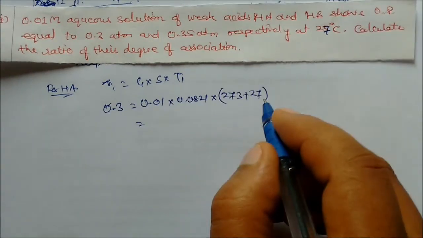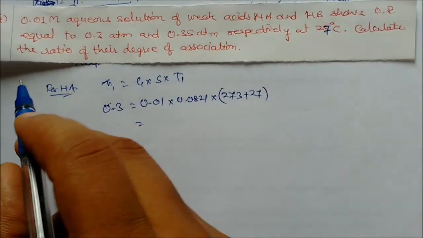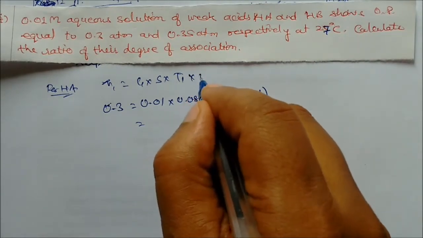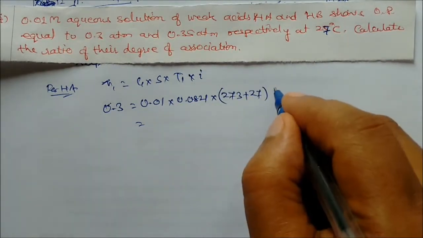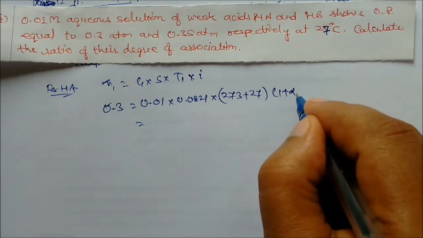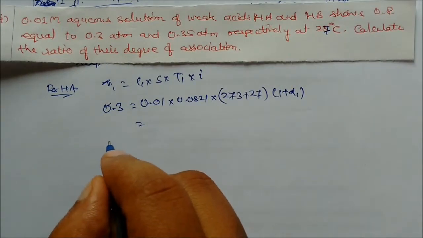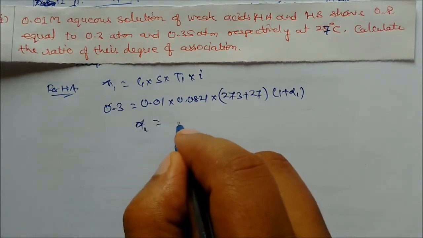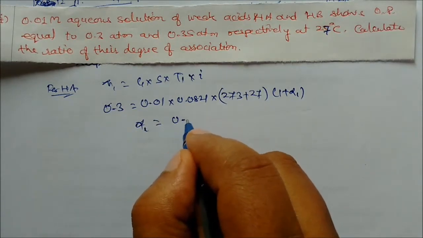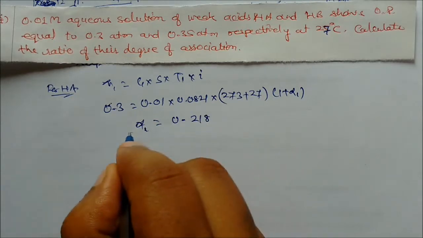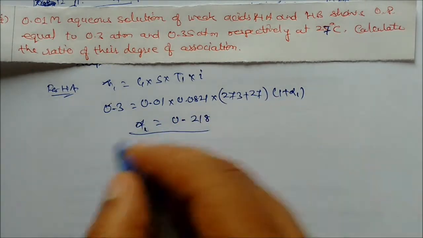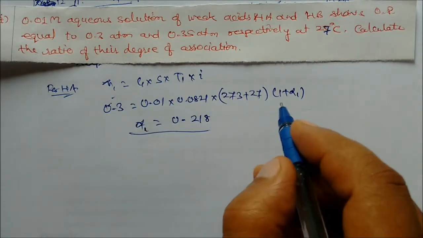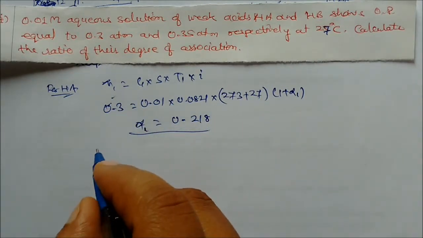If you solve this value, we have to put the van't Hoff factor i, which in this case is 1 plus alpha 1. On solving we get alpha equal to 0.218. I have already solved this value, since we know every other value, so it is very easy to calculate alpha here.